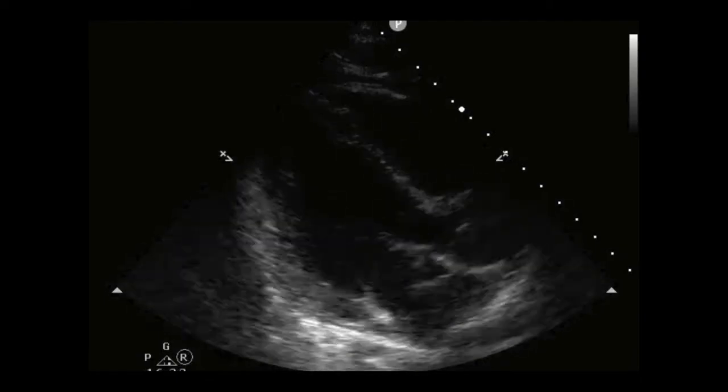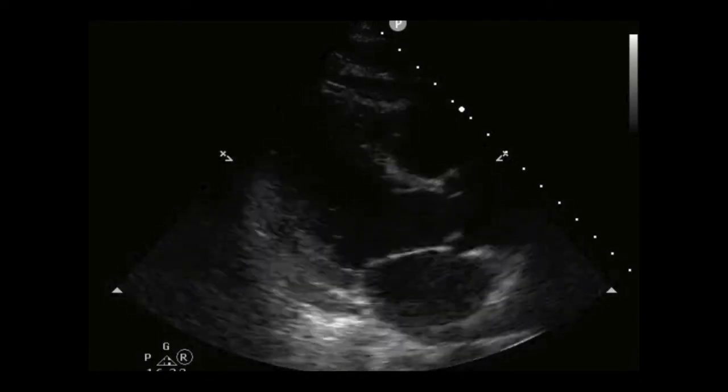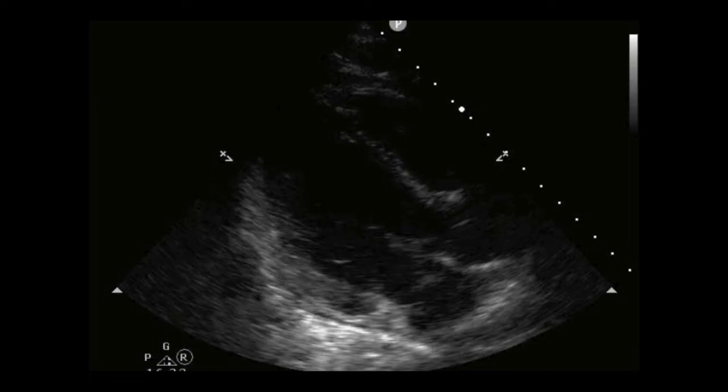To measure LV fractional change, begin in the parasternal long axis and ensure that endocardial resolution is reasonable.